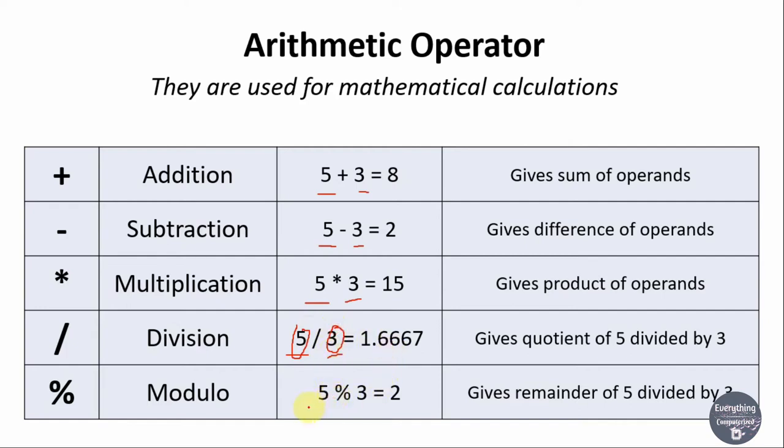Now the last one is the modulo operator. This one is a special one and I think some of you might not have heard about this previously. So modulo operator gives the remainder when the first operand is divided by the second operand. So in this case we are using 5 and 3 as its operands. So 5 modulo 3 gives 2. So when 5 is divided by 3, we get a remainder that is 2. So this is what modulo operator gives.